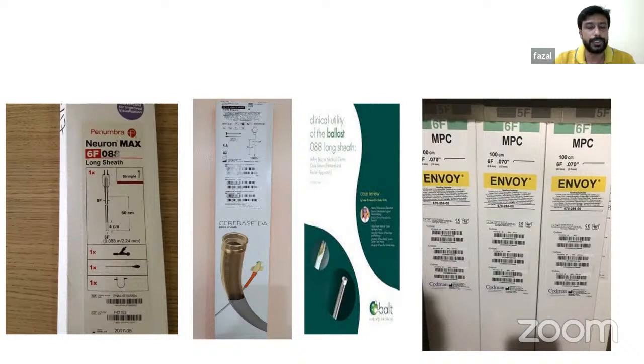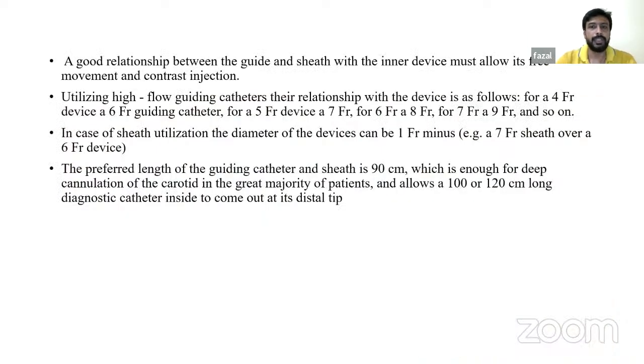You can use a guide catheter of your choice, generally Neuron Max, Cerebase, Ballast, or NY, depending upon whether you are using a radial puncture access or a femoral access, and depending upon the arch and your carotid tortuosity. The important thing to note is that the guide and sheath should have a good relationship with the inner device, because in the guide catheter you are going to put the device, whether that be a balloon or a sheath. It should be able to go inside, and you should be able to negotiate and track it properly to the place where you want to put it.